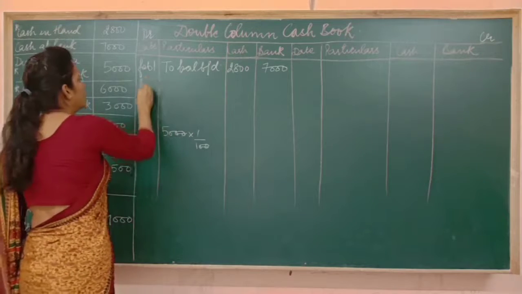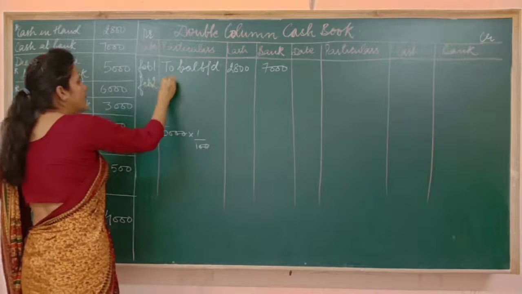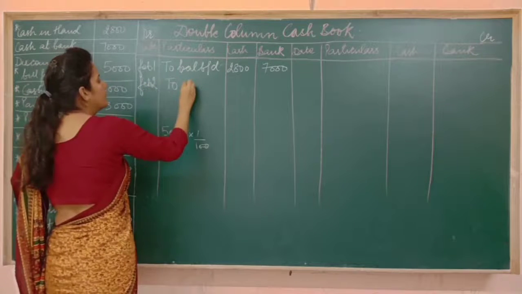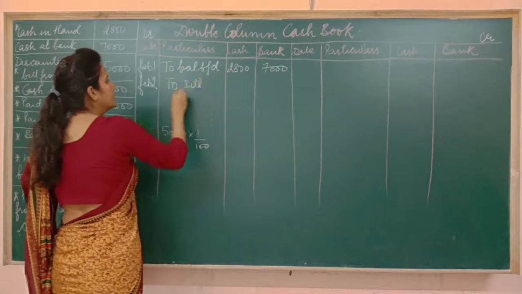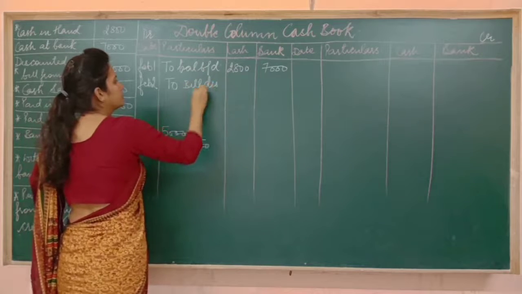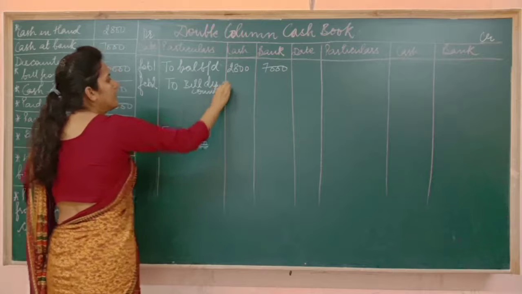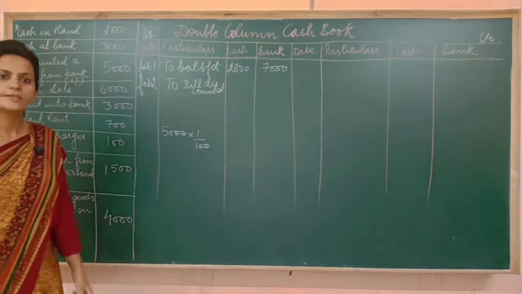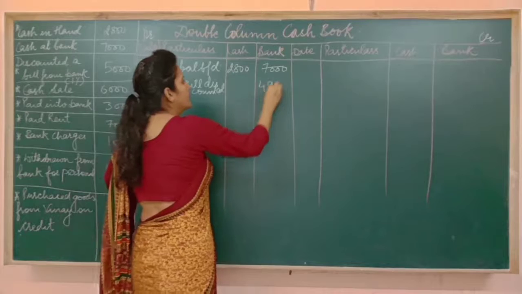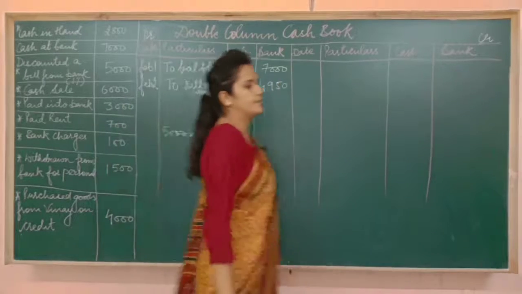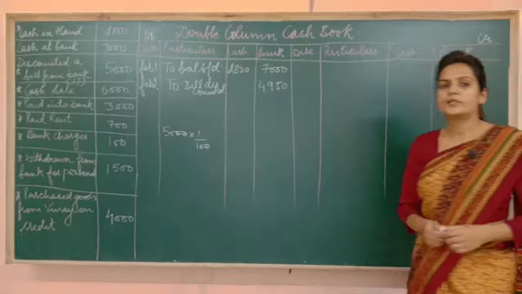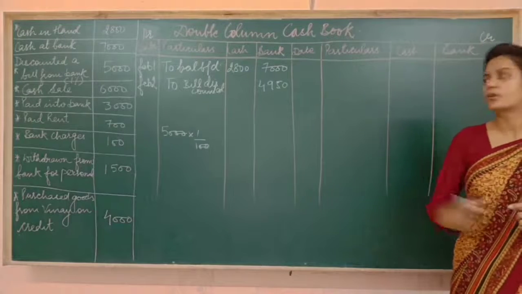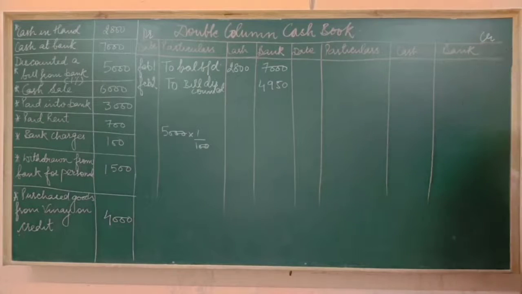So what entry am I going to pass here? I am going to write bill discounted. And who has given this payment to me? The bank has given the payment. So I will write 4,950 on the debit side. So just have a look for a minute and check whether this thing is clear to you or not. Please check. Check, girls. Is this thing clear?